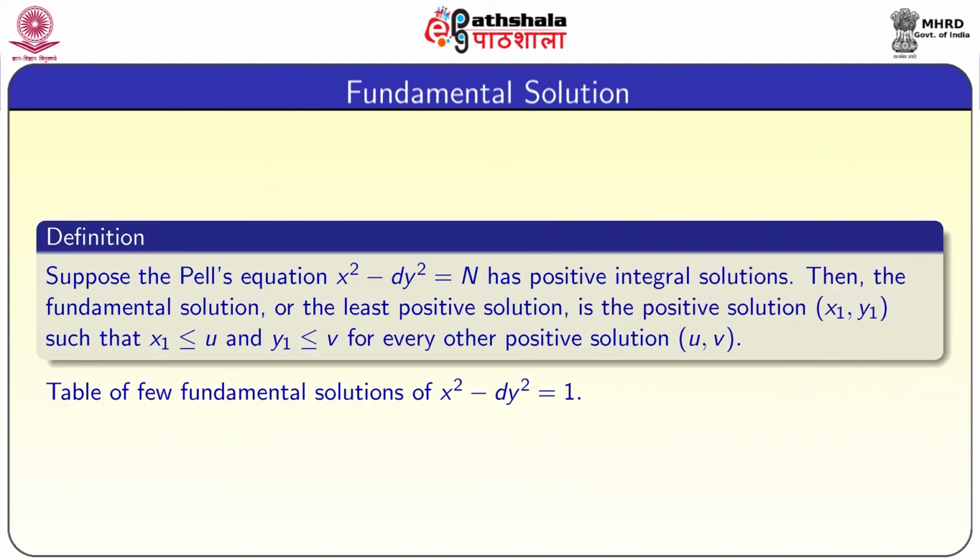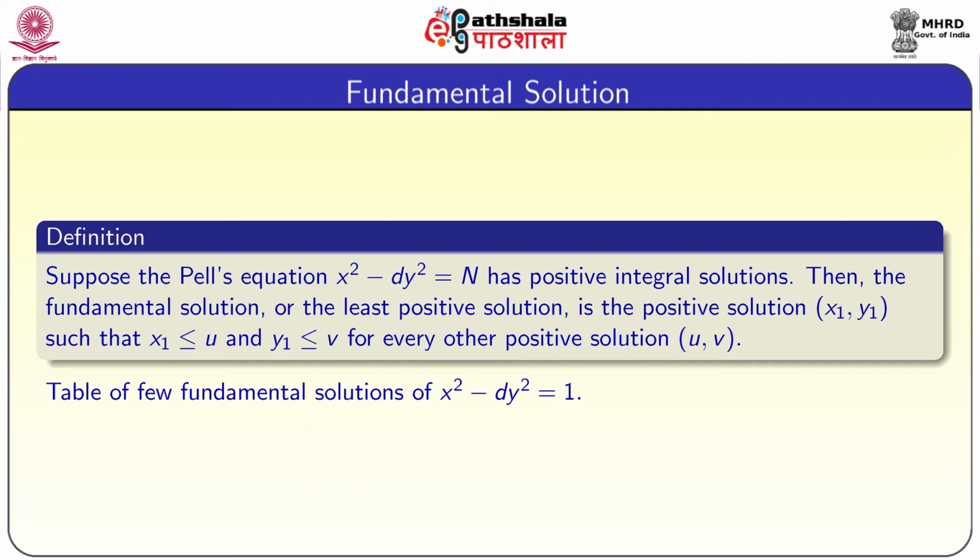Now we are going to define what is a fundamental solution. Suppose a Pell's equation x² − dy² = n has positive integral solutions, then the fundamental solution or the least positive solution is the positive solution (x1, y1) such that x1 is less than or equal to u and y1 is less than or equal to v for every other positive solution (u, v).